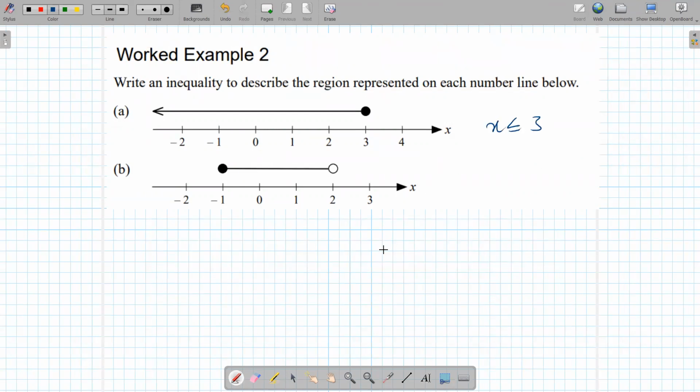What about B? It's between 2 and -1. Yeah. Is one of them inclusive? -1. -1 is, right? And there we go. That's just the answer.